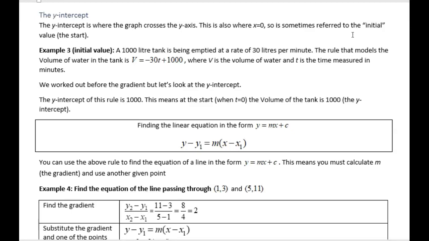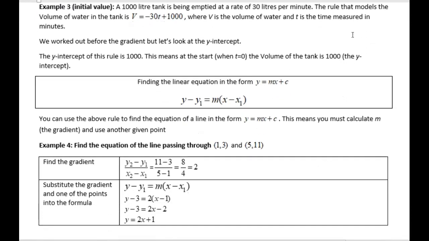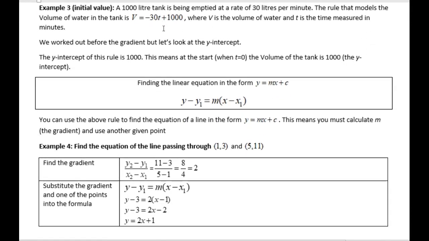So in the examples above, Darren's initial pay was 0. Okay, so that was his y-intercept. His initial pay was 0, he hadn't yet been paid. And in the tank example, the initial value of the tank, the volume of the tank, was 1,000. Okay, so that was your initial value before it started getting emptied. So you can see here in example 3, I've just used the same thing. Okay, so your initial value is 1,000. All right.